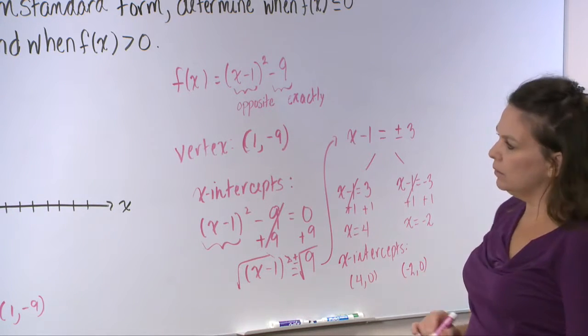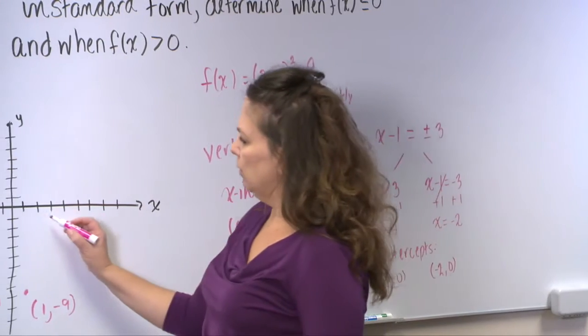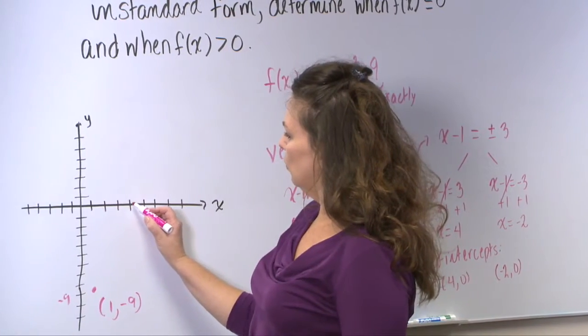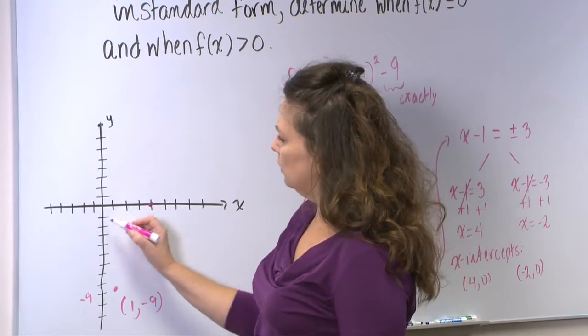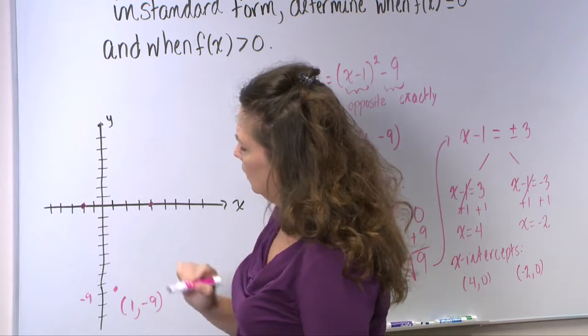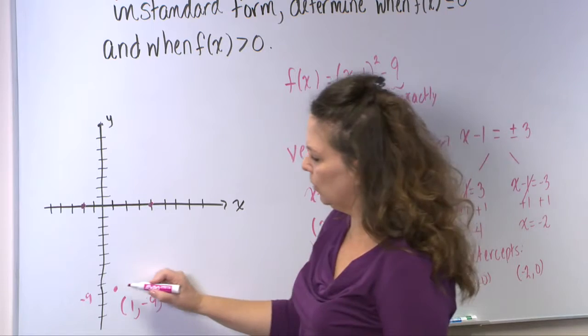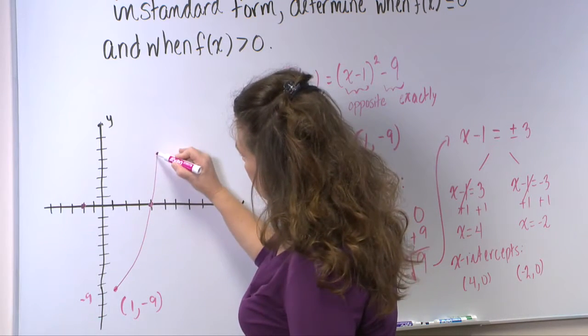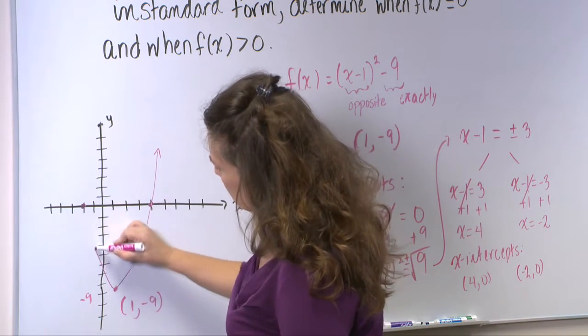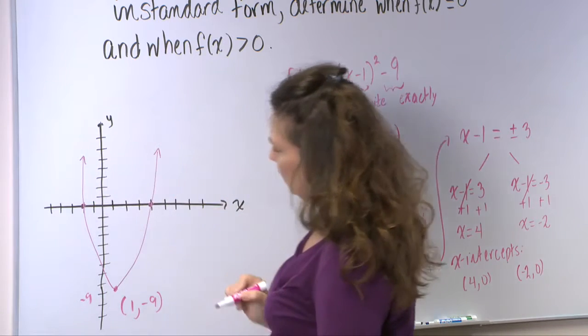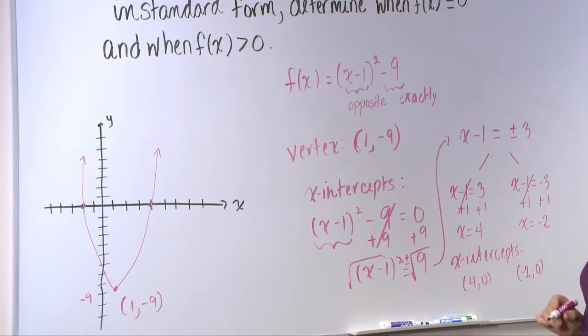So I'm going to go ahead and plot those 2 points. So we have 4, 0, 1, 2, 3, 4, 4, 0, and negative 2, 0. So this is the low point of our parabola. And this is a quick sketch of the parabola.